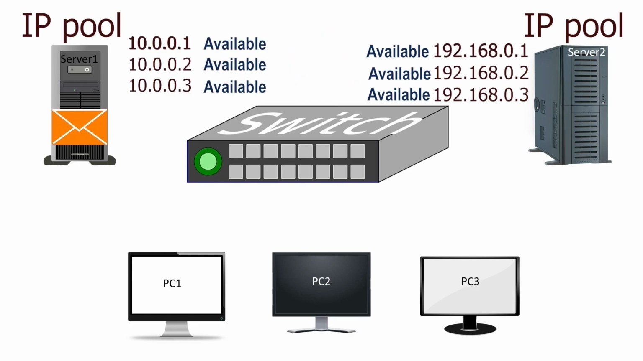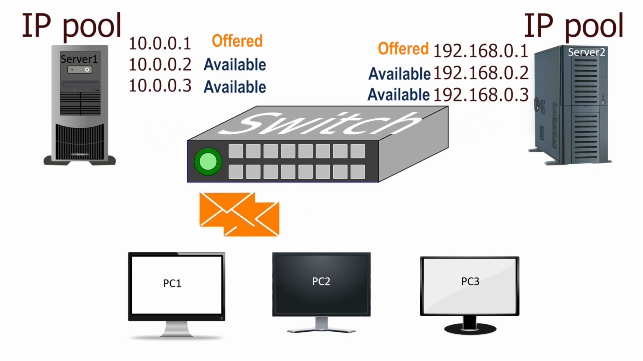Suppose server 1 offers the IP address 10.0.0.1. It uses TX1 in the transaction ID field. Server 2 offers the IP address 192.168.0.1. It uses TX2 in the transaction ID field. The client accepts server 1's offer, and replies with a DHCP request message. It includes TX1 in the DHCP request message.